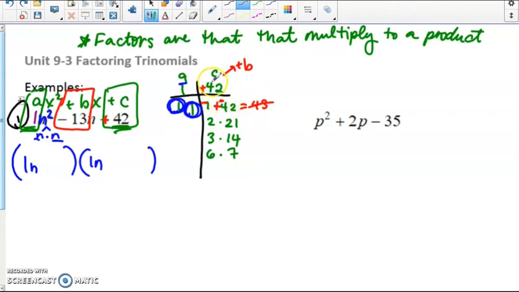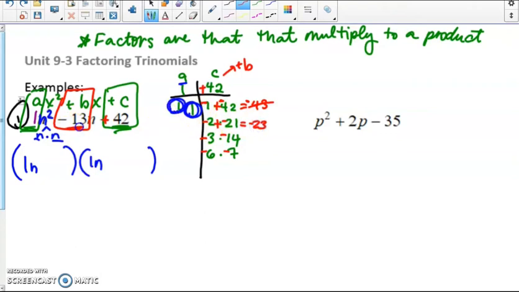So I'm going to try negative and negative. So negative 1 plus a negative 42 is a negative 43. So once again, go through here, put negative symbols on everybody because all the signs have to be the same. So now we know negative 2 times a negative 21 is a positive 42. So we see what they add up to. Negative 2 plus negative 21 is going to give us a negative 23, so that's not going to work.